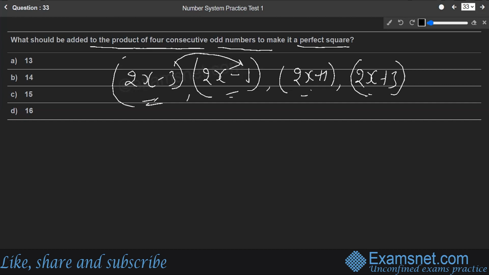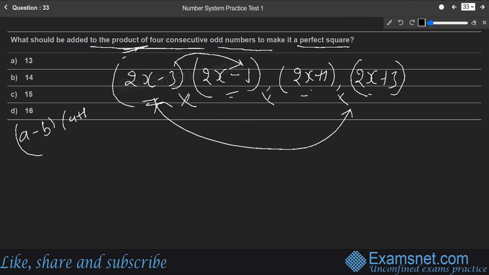The question asks what should be added to the product, so we need to multiply them. If we multiply them, we get 2x multiplied 4 times. But we can use one more thing here. If you see the pattern, 2x minus 3 and 2x plus 3 are in a product form. We know that a minus b and a plus b give a square minus b square. So 2x minus 3 and 2x plus 3 can be written as 2x whole square minus 3 whole square.